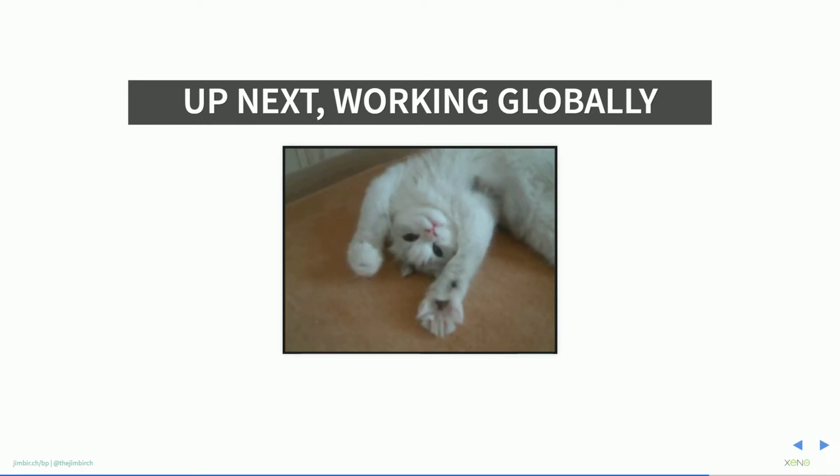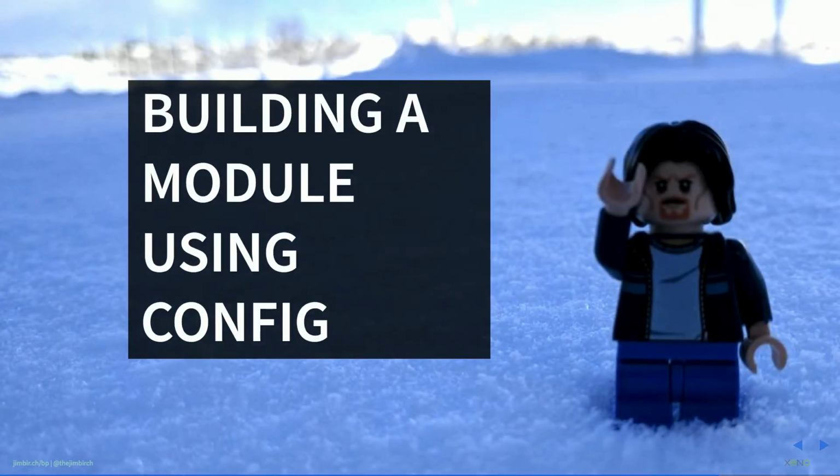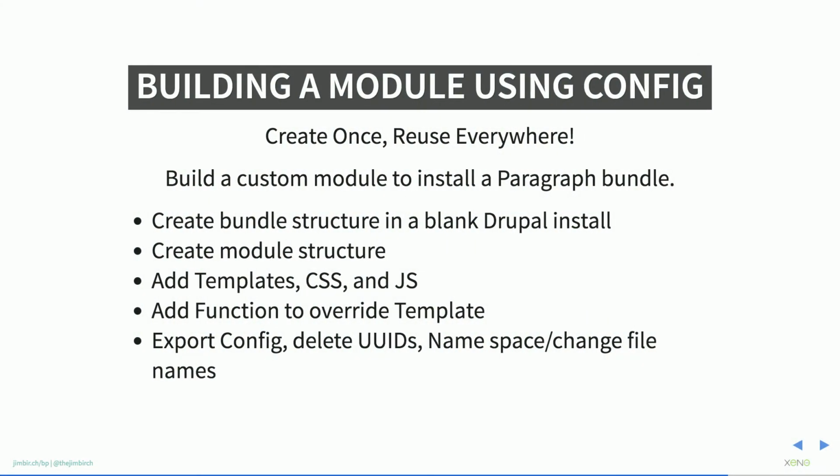So I built all these fields in the UI. I built all the bundles in the UI and added them to the fields and experimented and did all sorts of stuff. With Drupal 8, using this config system, we can use the UI to create modules from configuration. So here's just a quick primer on how I did that. It really gets that create once, reuse everywhere, create once, publish everywhere kind of approach. So this is how I built a custom module to install a paragraph bundle.